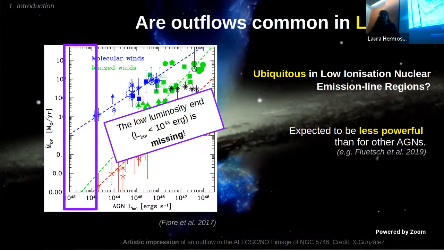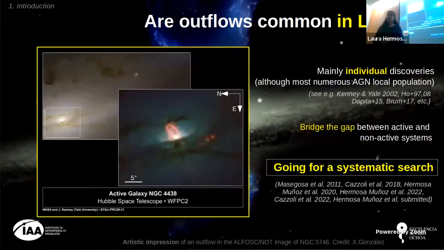And the reason why it's not populated is that, as I told you, in this region the outflows are expected to be smaller, so less powerful, sorry. So their study should be a bit more complicated, and people were focused just on obtaining the global properties of outflows in more luminous AGNs. So if we focus on LINERs, which are the majority of the population of AGNs in the low luminosity end of the family, we don't know if outflows indeed exist in these systems.